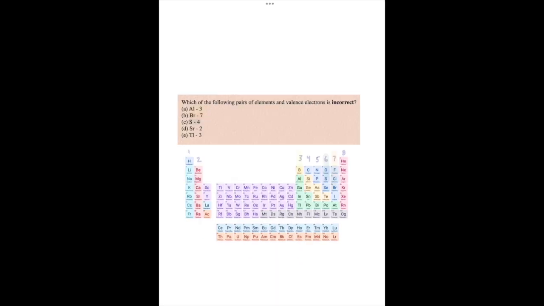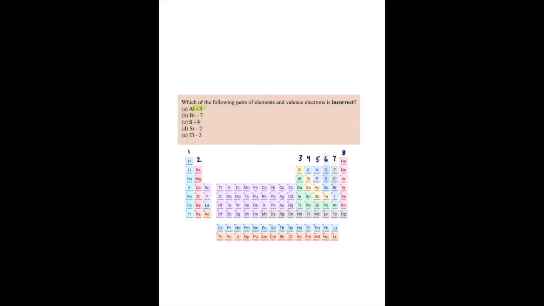We can use the periodic table to determine the number of valence electrons for each element using the number for the column. So we can see 1, 2, 3, 4, 5, 6, 7, 8. And here we're not including the transition metals. So we can go through and highlight each option.